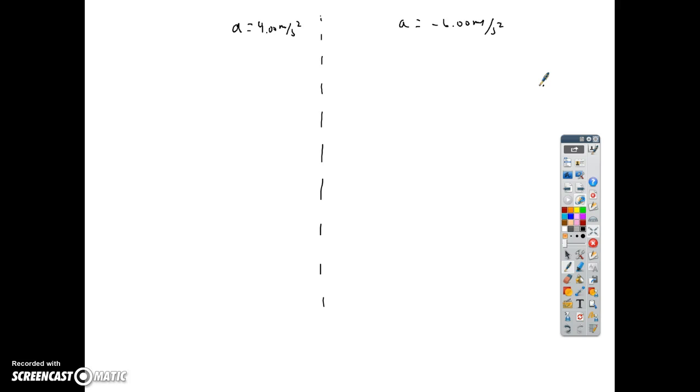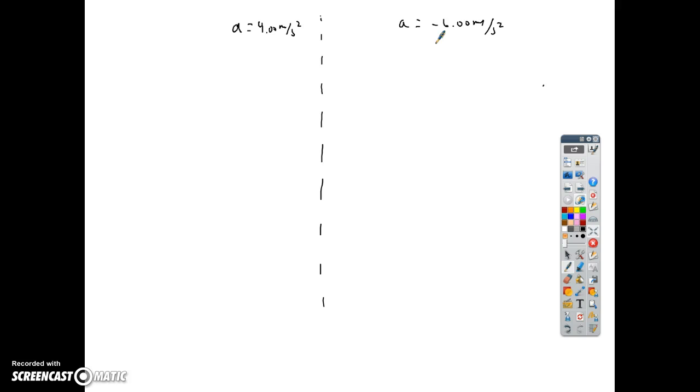I put a little dashed line there. I would if I were you. Over here, I'm going to just deal with things that have to do with 4 acceleration. On this side of the line, I'm going to deal with stuff that has -6. I'm going to keep them separated at all times as best I can.